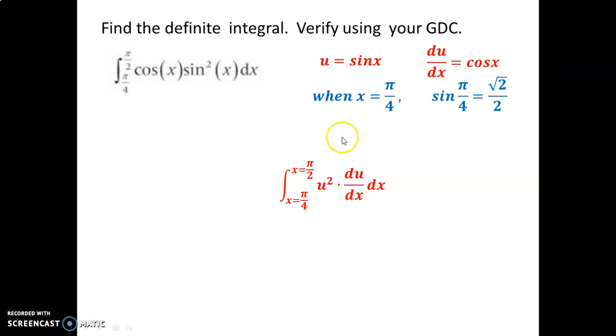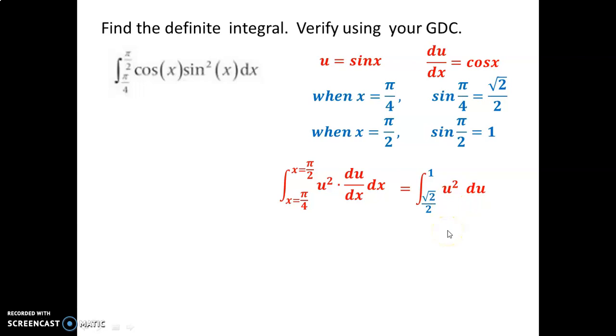Okay, now what happens when x is pi over 2? Okay, when x is pi over 2, sine of pi over 2 is 1, because pi over 2 is 90, and at 90 degrees the y value is 1. So now we have changed our boundaries here, and we can rewrite the integral like this, from root 2 over 2 to 1. And that is now our boundaries in terms of u. So we don't need to write x anymore. We could put u equals, but anyway, it's in terms of u now. So it looks like this.